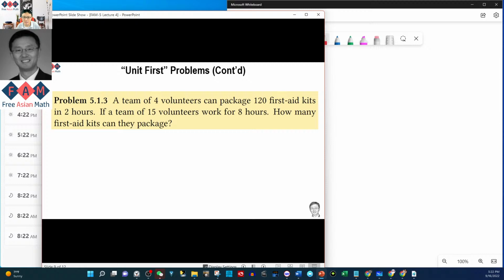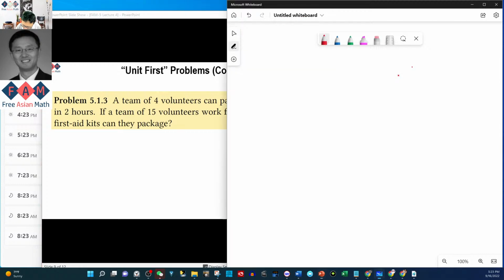And what is that unit quantity? That is how many first aid kits one volunteer can package in 1 hour. So in other words, that unit looks like this: how many kits, K, per person, 1 person. And this unit is not just 1 person, but also times 1 hour. It's a person and hour multiplied together. That's the unit. It's not just 1 single person.